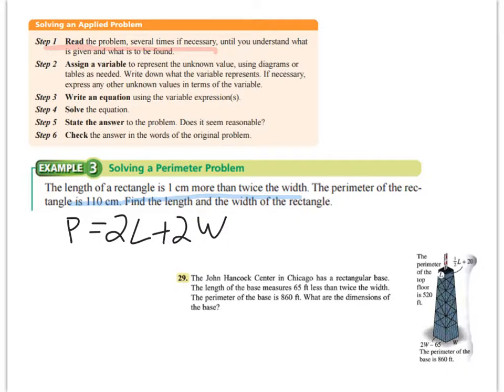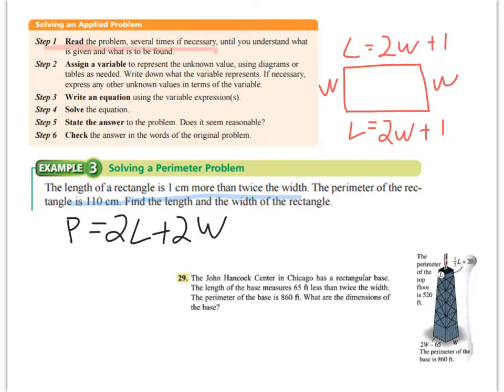It may help to actually draw the rectangle. And again, what they say is the length is 1 centimeter more than twice the width. So if this is the width, because the length is the longer one, the length is 1 centimeter more than twice the width. So length would be 2W plus 1. So we have really all of the dimensions of that rectangle defined in terms of the width at this point.